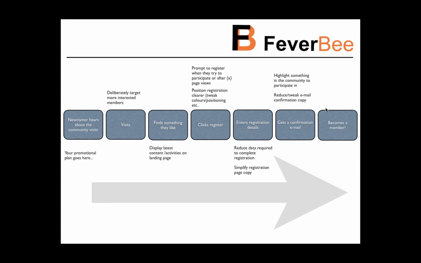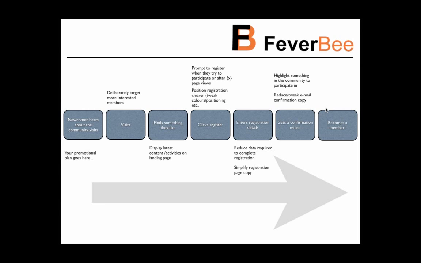If people aren't entering their registration information, then we want to reduce the data required to complete this. We want to reduce the complexity of the questions and usually just ask people for their email addresses and the username that they want to use. You rarely need more information than that. So we really want to simplify that as much as possible.